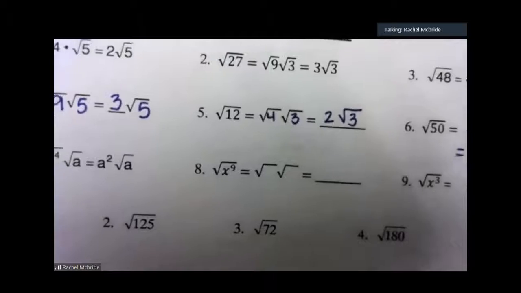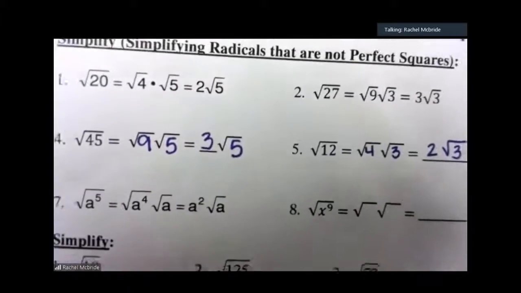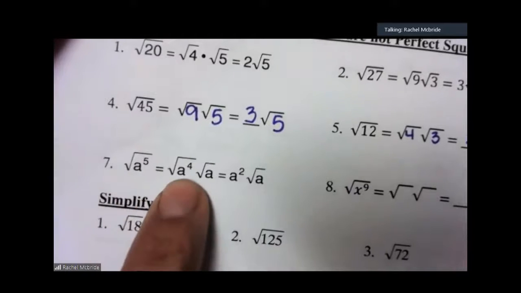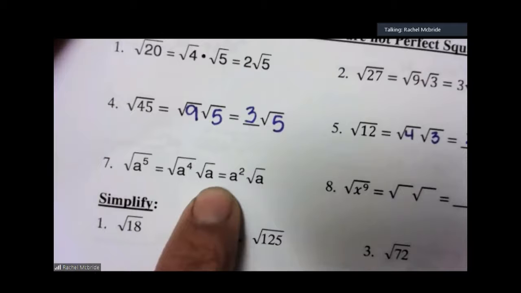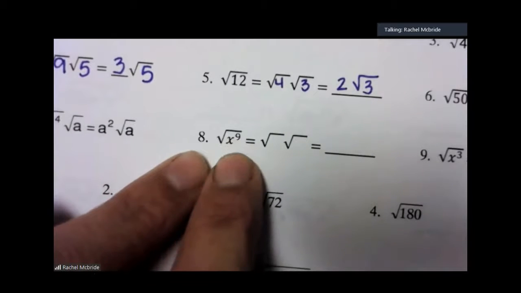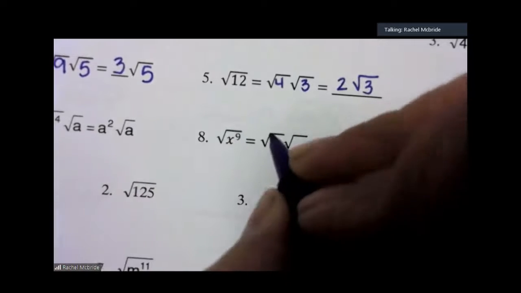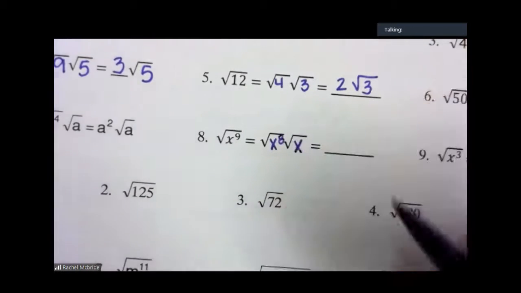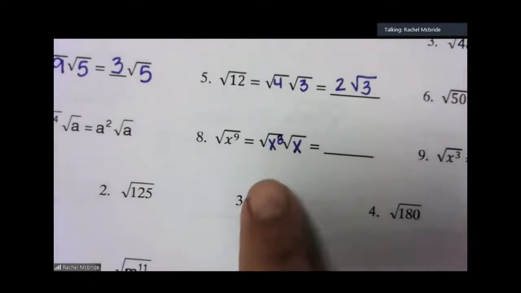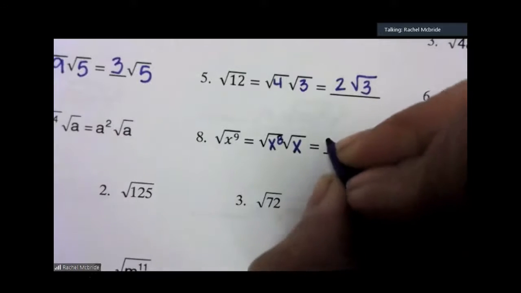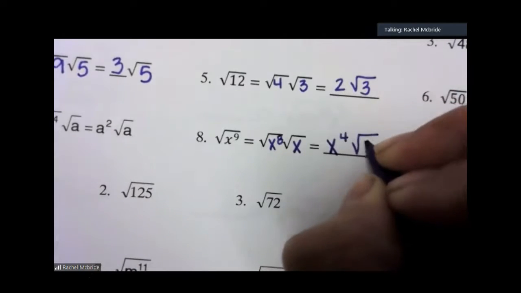Variables are kind of like numbers. You're looking for the perfect square and the non-perfect square. So the perfect square is the even, one less than that odd, and then the non-perfect square is the odd. So, x to the 9th, what even number is 1 less than 9? 8. So you have x to the 8th and x. So you take the even number, divide it by 2. 8 divided by 2 is? So you have x to the 4 root x.